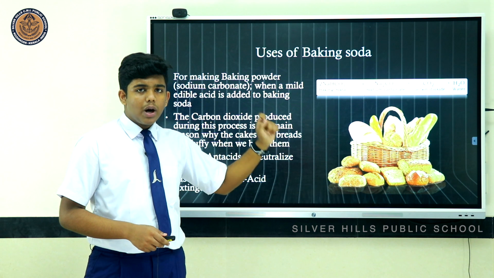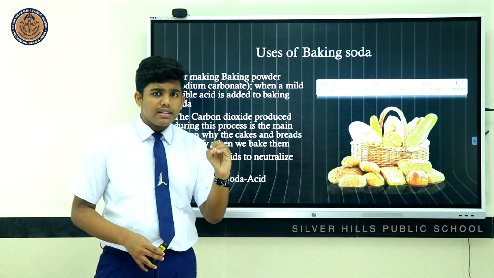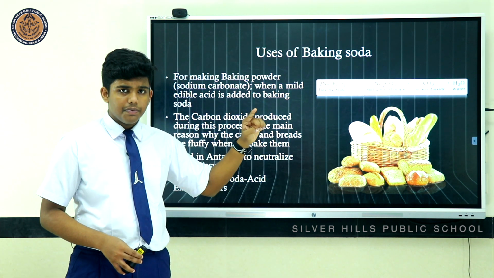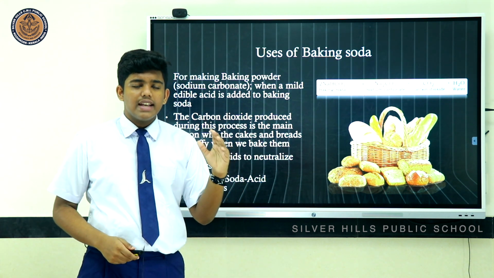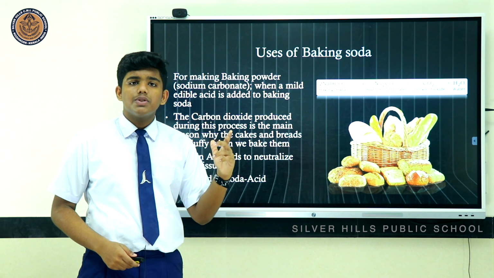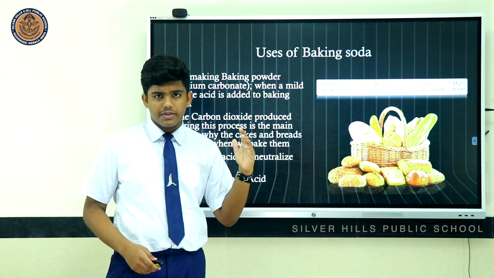For making baking powder, a mild edible acid is added to baking soda. Thus, it gives baking powder. Baking soda is also used as an antacid. It's also used in soda acid fire extinguishers.